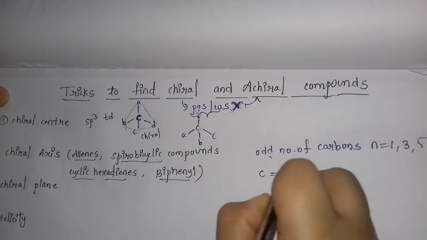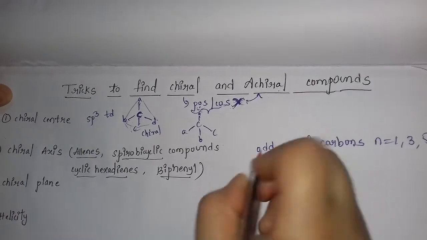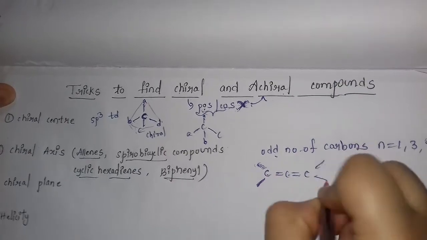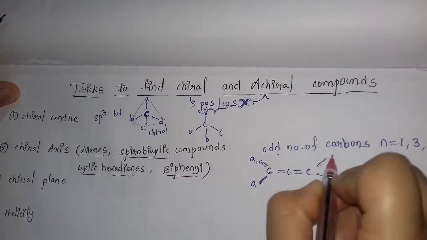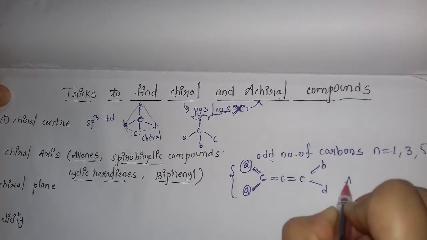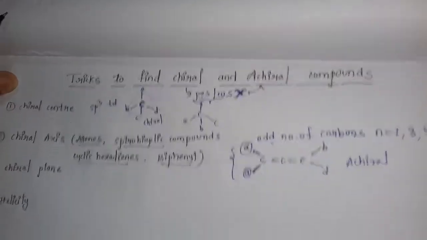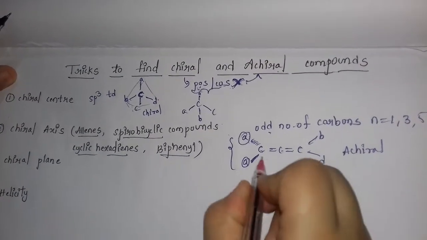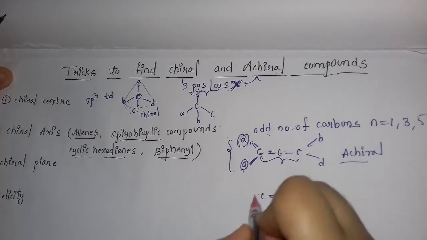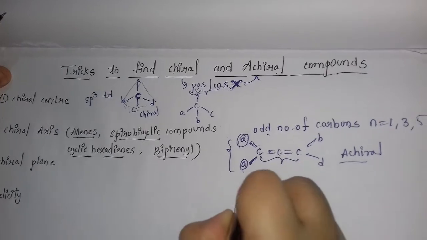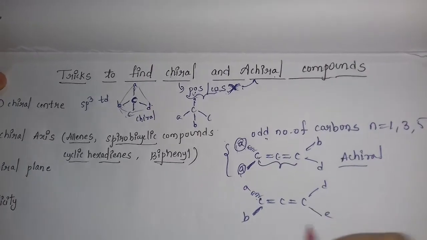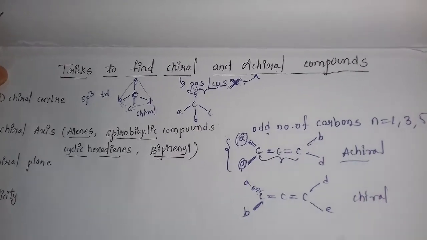Example, this one has an odd number of carbons. Here one should be dash and one should be wedge. Here if A, B, D, these groups are the same, then it is achiral. If there are an odd number of carbons but these are the same, then also it becomes achiral. And if I write A here, B here, D here, and E here, then it will be chiral.